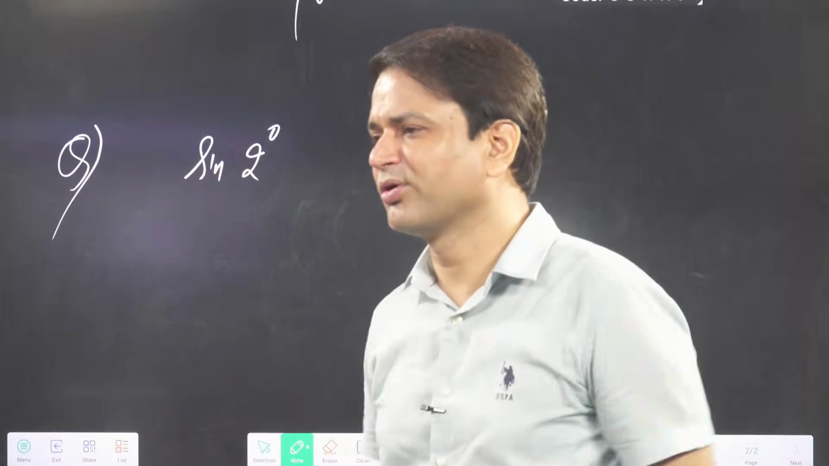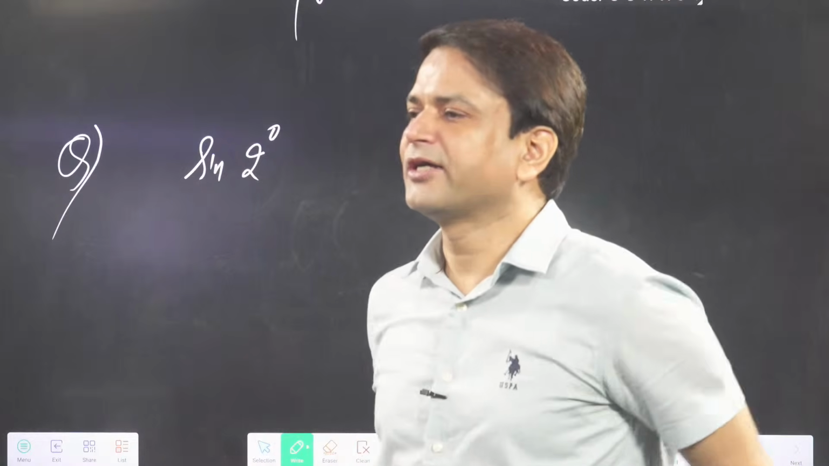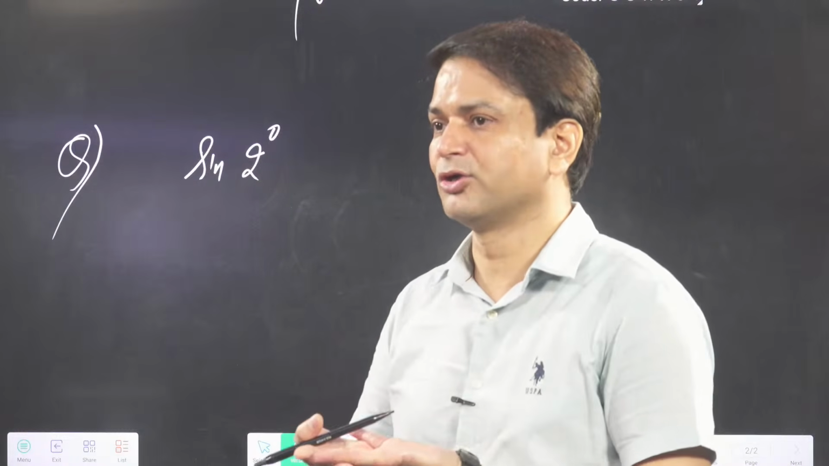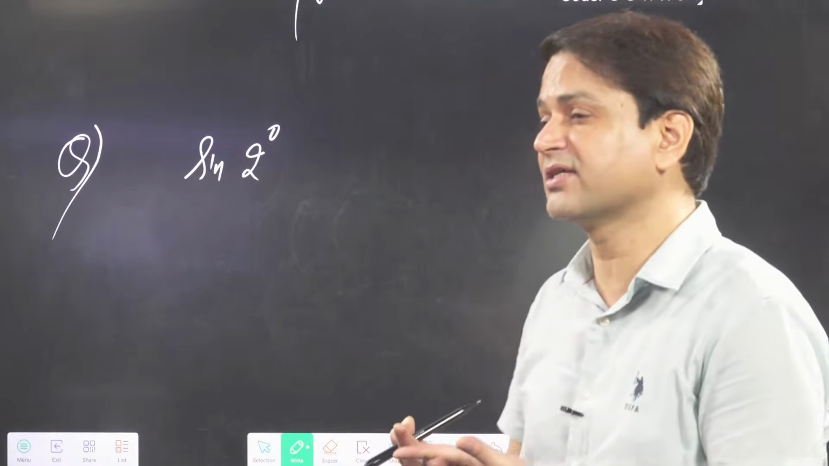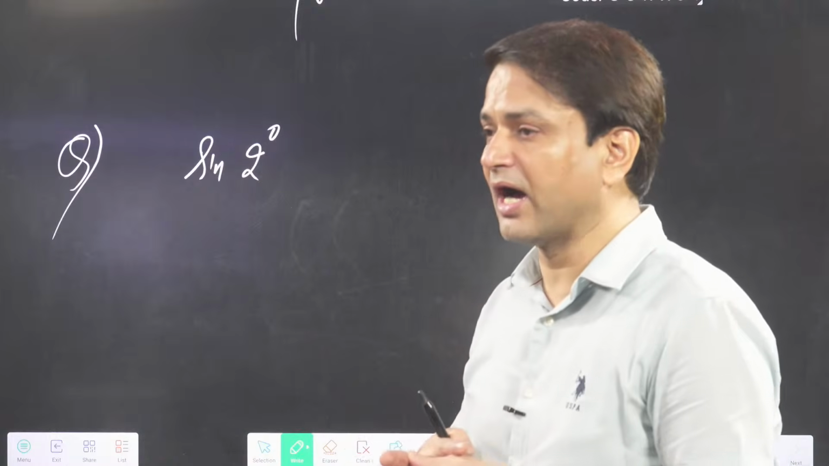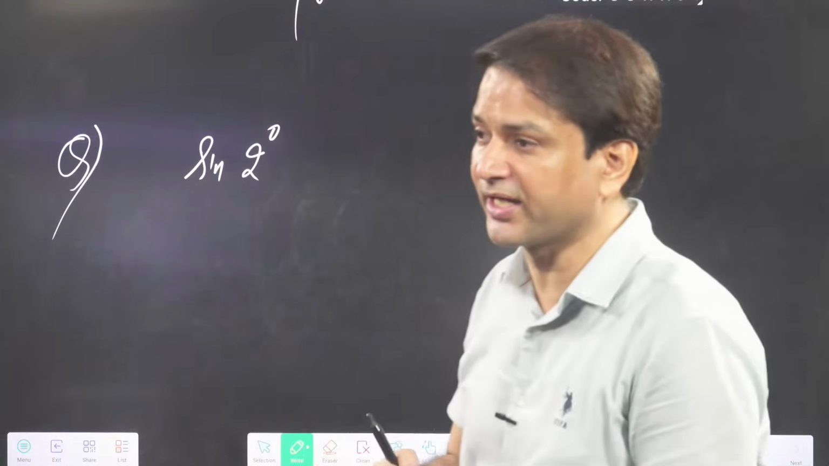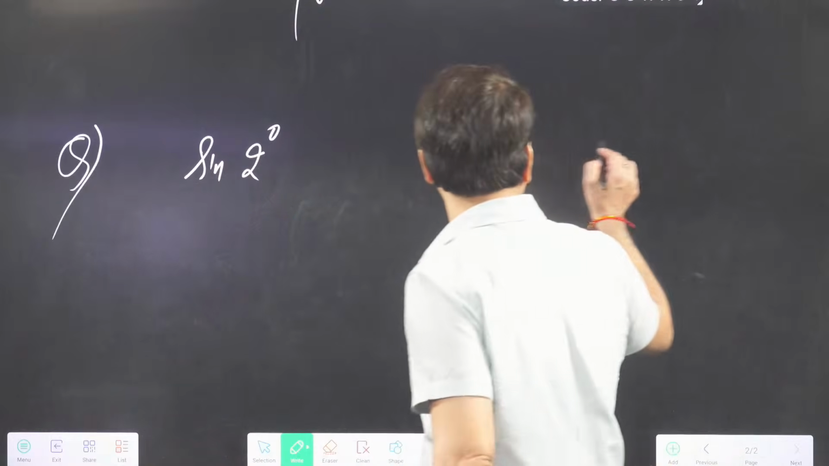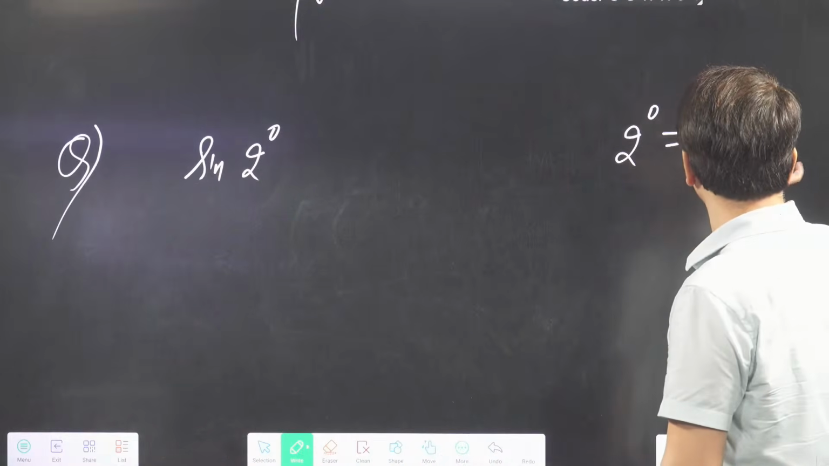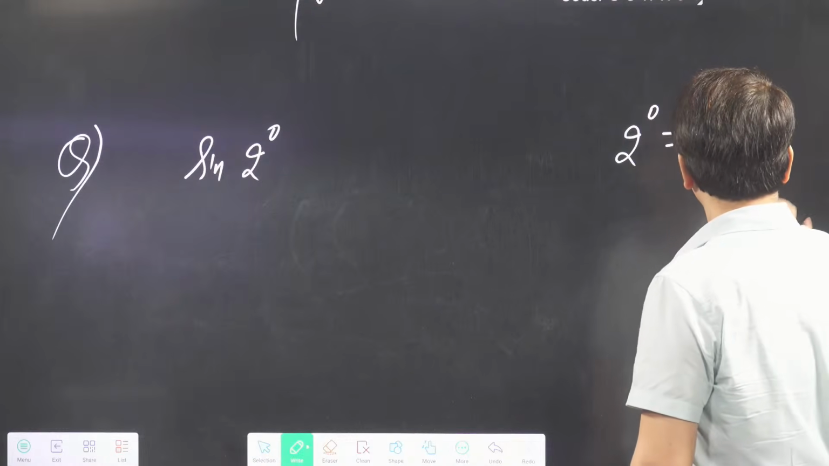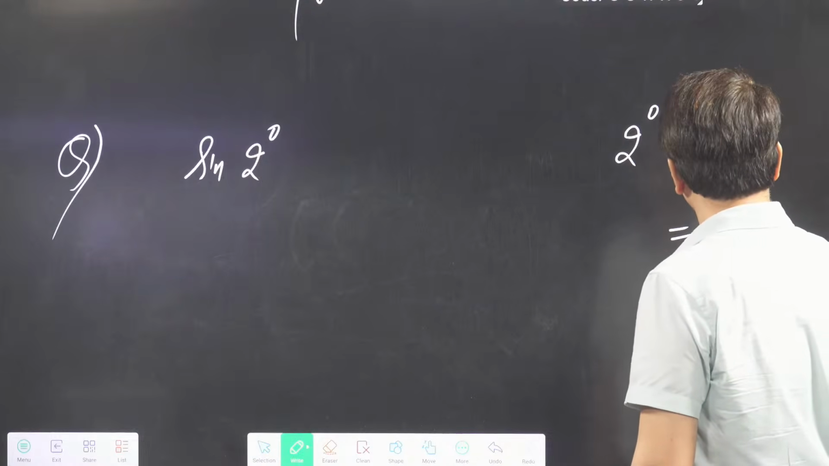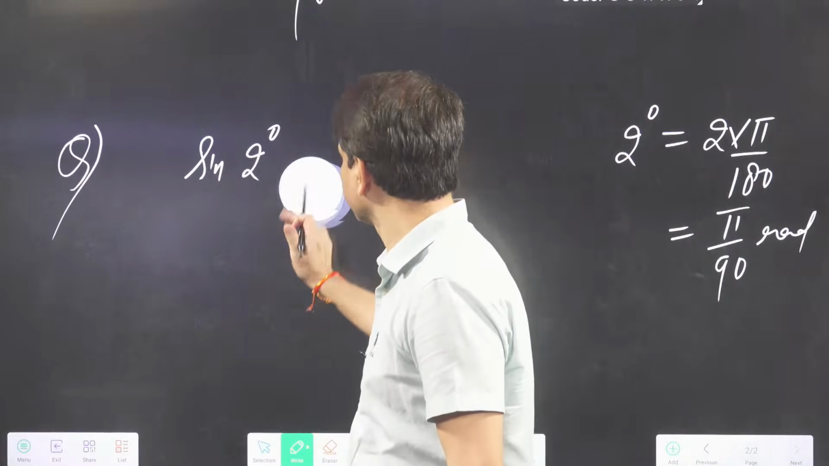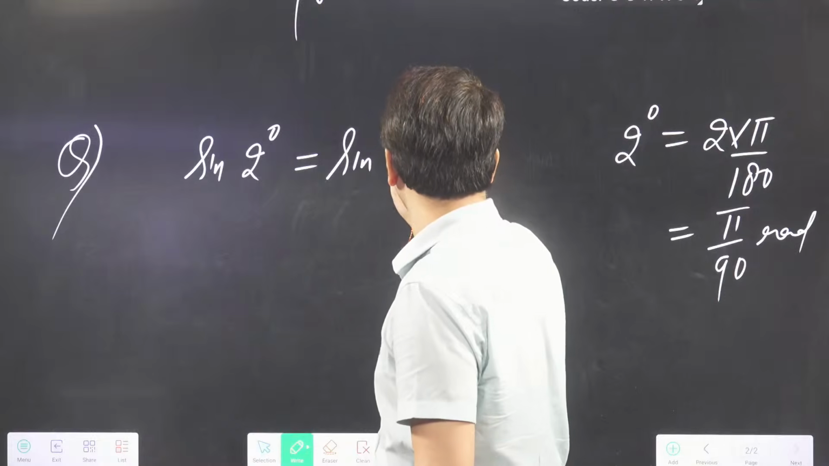Maybe not in the class. Sin 2 degree I cannot say, because sin theta maximum value is 1. I said when theta is small, 2 radian is not a small angle, 2 degree is a small angle. For a small angle sin theta can be taken as theta, but that theta first we have to convert into radian. So 2 degree is equal to 2 into pi by 180, which is pi by 90 radian. Then sin 2 degree is sine of pi by 90.